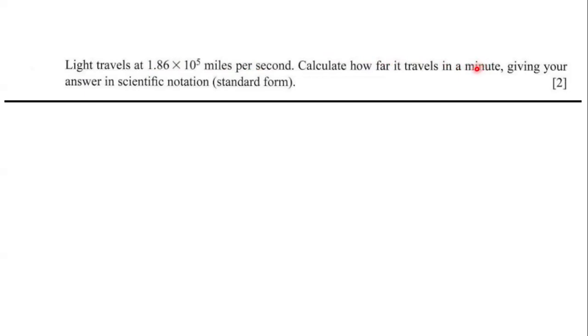And so in order to figure out how far light travels in 1 minute, we're going to take how far light travels in 1 second, which is 1.86 times 10 to the 5 miles per second. Since it travels 1.86 times 10 to the 5 miles in 1 second, we're just going to multiply how far it travels in 1 second by 60, because 1 minute is equal to 60 seconds. And so we have 60 multiplied by 1.86 times 10 to the 5.